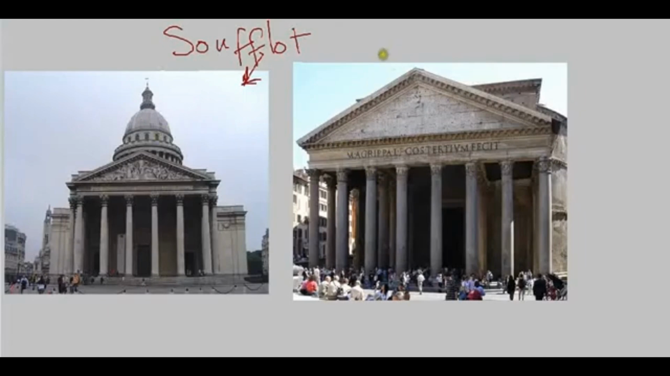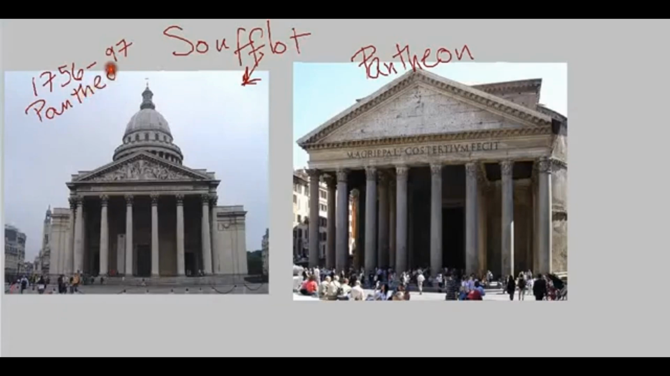Over here on the right, I have what you might call the model for his building. So this is the Pantheon from Rome. It's from the 2nd century of the Common Era. And this is Soufflot's take on that, or it's the Panthéon. And it dates 1756 to 97. It's the same name, but you just pronounce it with a French inflection, Panthéon. And this is his take on this really famous classical example of architecture.